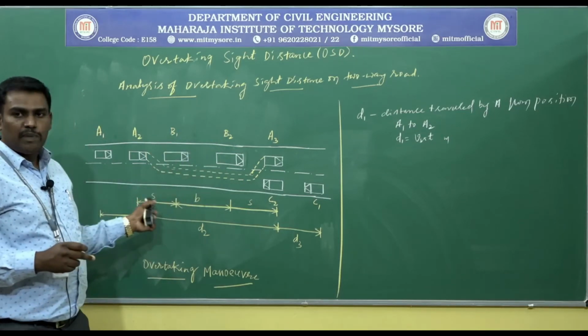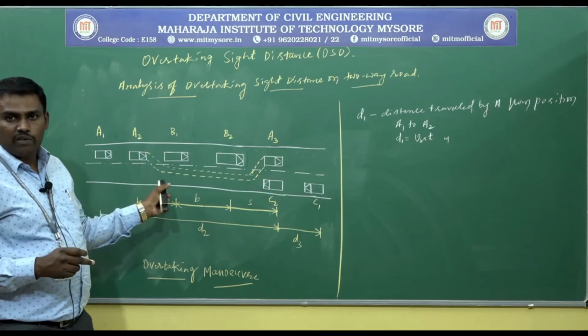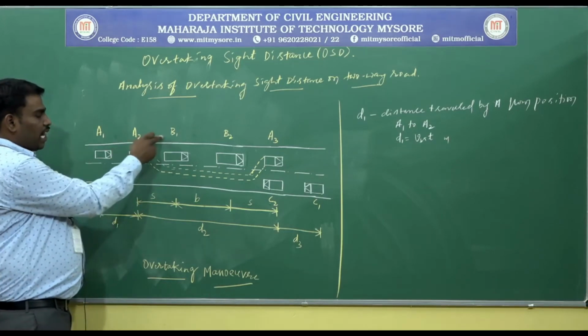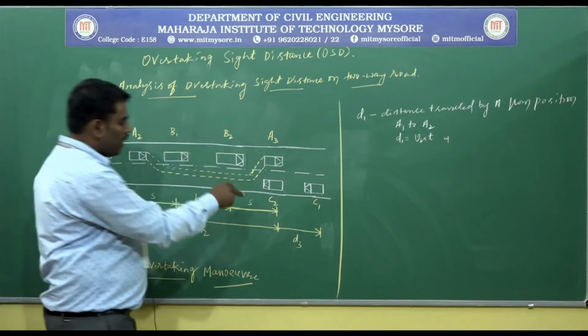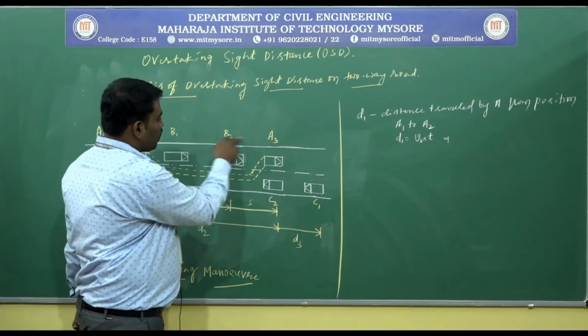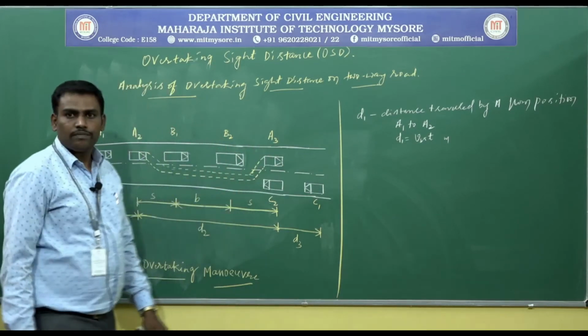And S is the spacing between the overtaking vehicle and the overtaken vehicle. Here the spacing between A2 and B1 is S. Similarly, the spacing between B2 and A3 is S.